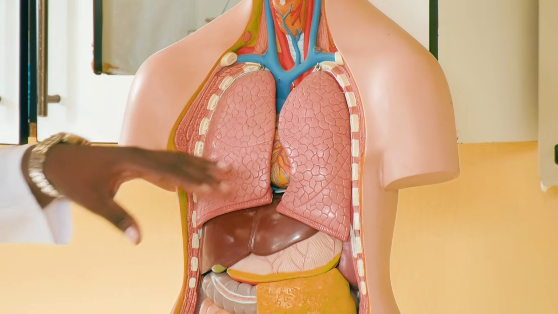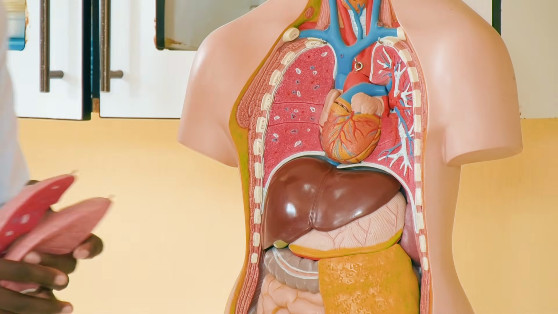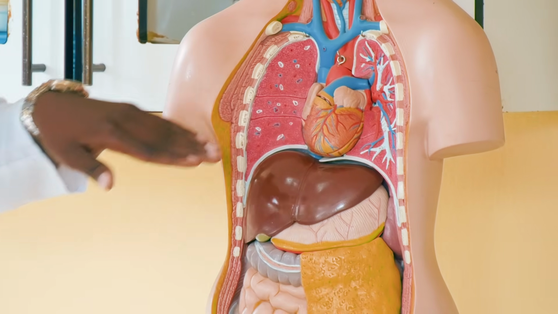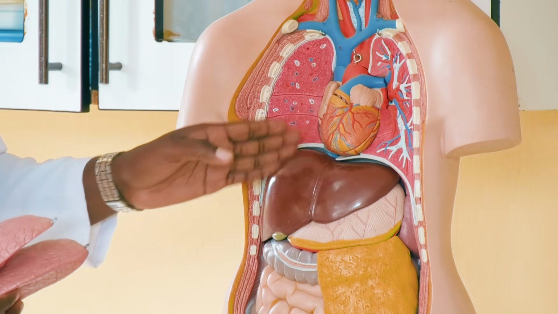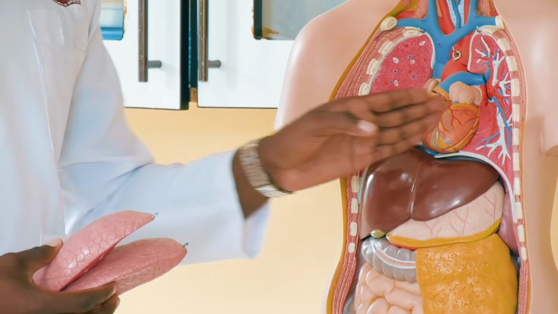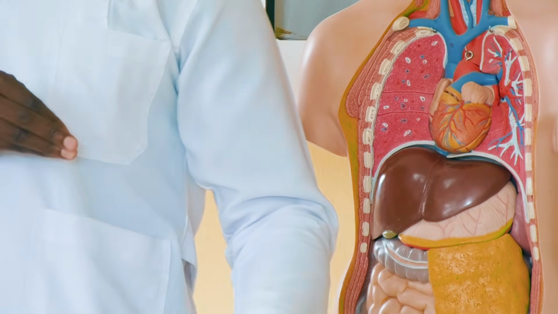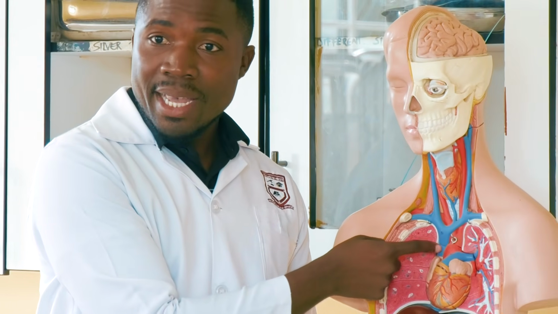Okay? So now, if we remove this, you can appreciate where the heart is situated. You can see that it's in the center between the two lungs, but it's projecting much to the left side. That's why we always say that the heart is on the left side, because it's pointing to the left side. This is the apex of the heart, and this one is the base of the heart, right?